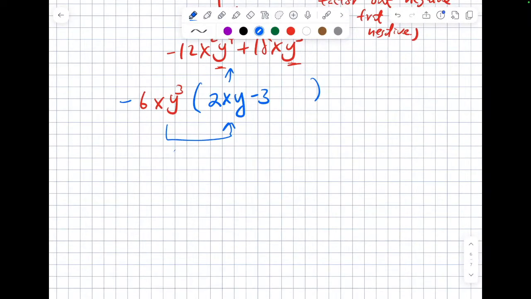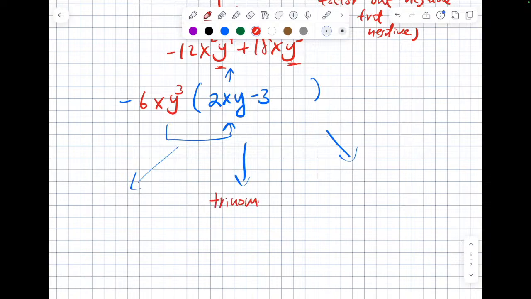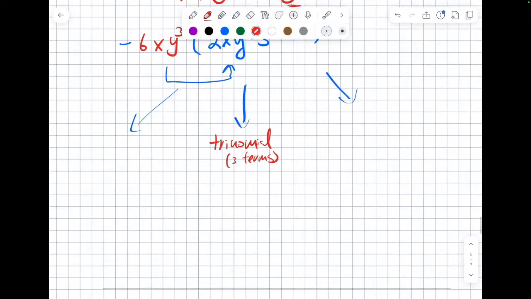Next, there are 3 possibilities. The first possibility is a trinomial. What is a trinomial? A trinomial is 3 terms. And I'm going to teach you something called the box method.